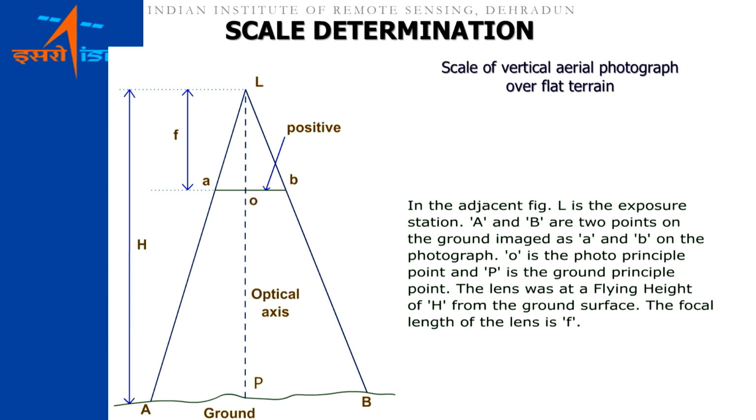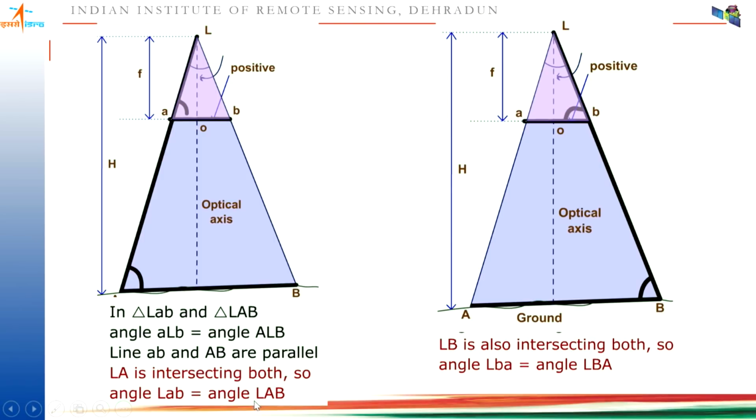Now, suppose this is the picture of the photograph. So, this capital L is the exposure station. Area of the ground AB has been pictured as small a, small b on the photograph. Small f is the focal length, distance between exposure station and positive. Okay, exposure station is at a distance of capital H from the ground. So where capital H is flying height. This is the optical axis.